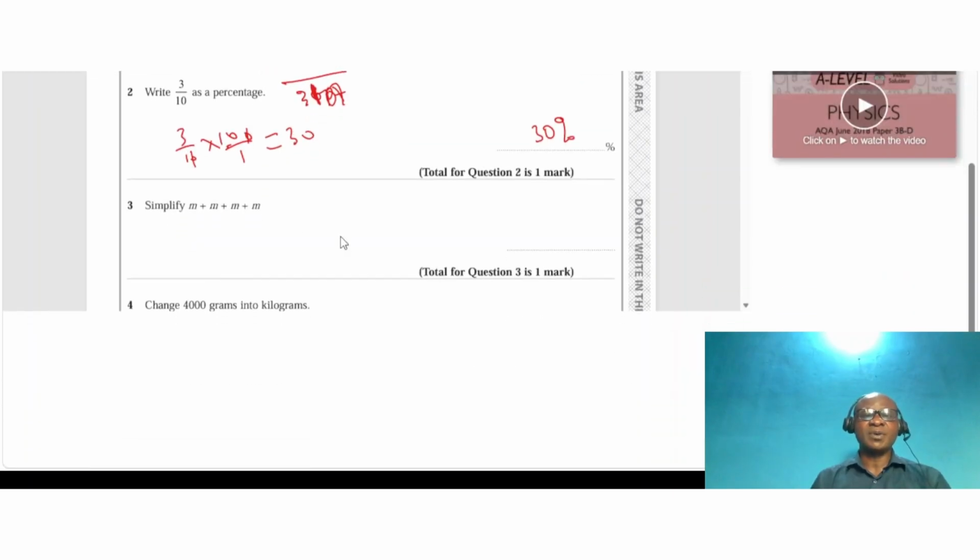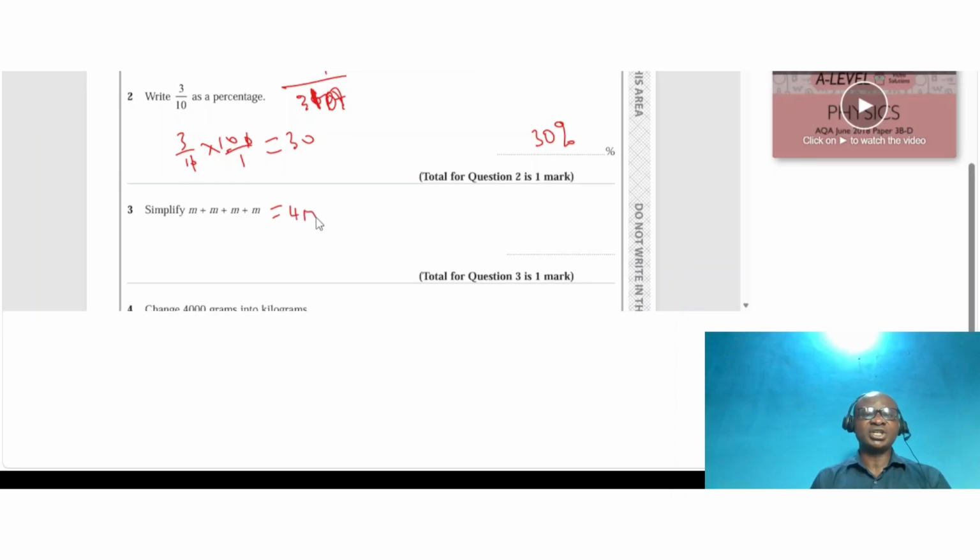The next is not a problem. This is equal to 4m because it is addition. But if it is something like m times m times m times m, that is when it becomes m raised to power 4. But the one we need now, the answer is addition. So it is going to be 4m.